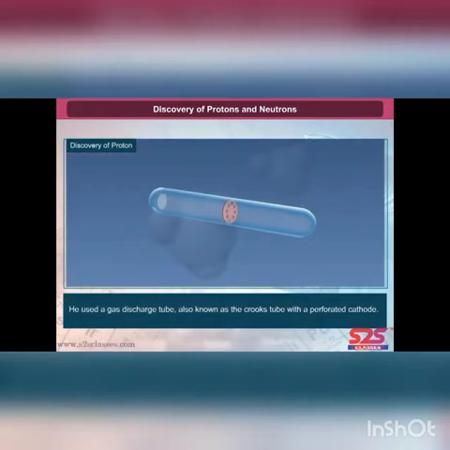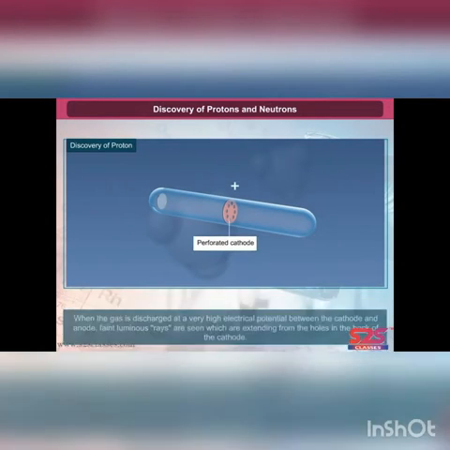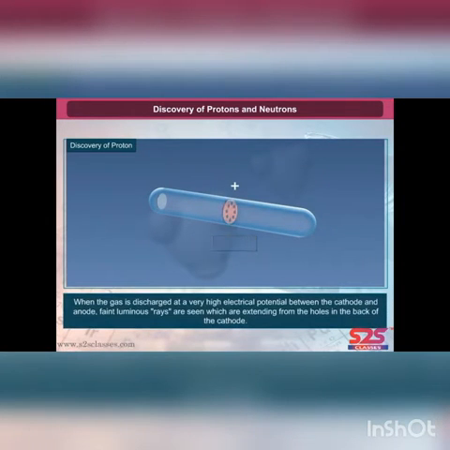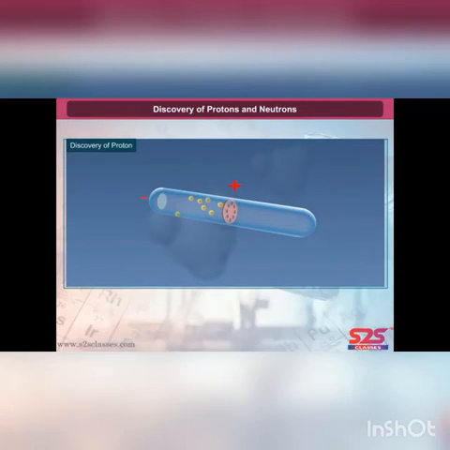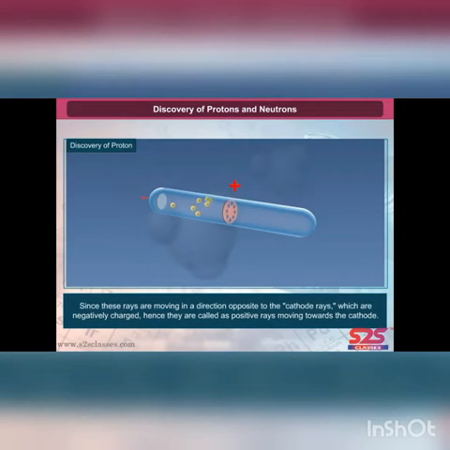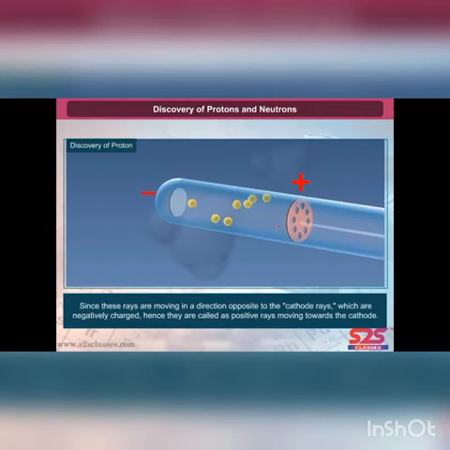He used a gas discharge tube, also known as the Crookes tube, with a perforated cathode. When the gas is discharged at a very high electrical potential between the cathode and anode, faint luminous rays are seen, which extend from the holes in the back of the cathode. Since these rays are moving in a direction opposite to the cathode rays, which are negatively charged, they are called positive rays moving towards the cathode.